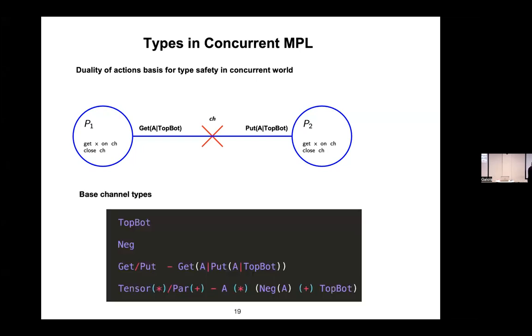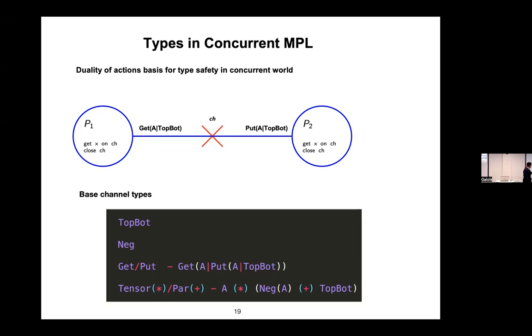So let's look at the get and the put type a little bit more. Here we have a type get A, put A, top bot. What it means is the channel whose type is get A, put A, top bot should first receive a value of type A, then put a value of type A on the channel, and then finally close that channel. Top bot simply stands for top and bottom. So if on a channel we are trying to get 2 values and then close the channel, it will result in a type error. If we are trying to put 2 values on a channel, it will again result in a type error.